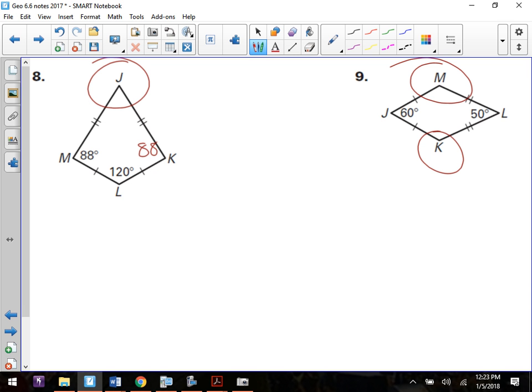So to figure out the total, take 360, back out the 120. There's your 240. 88 and 88 is what? 176. And then what? 64, I believe, the top one.